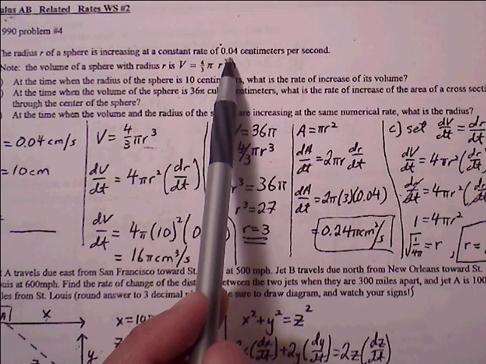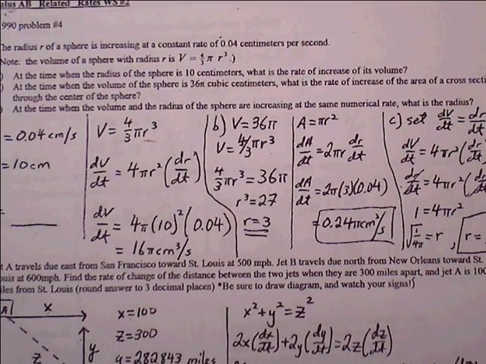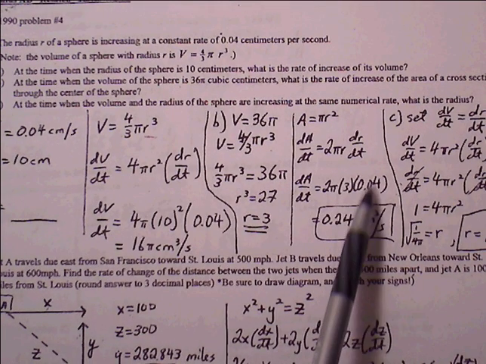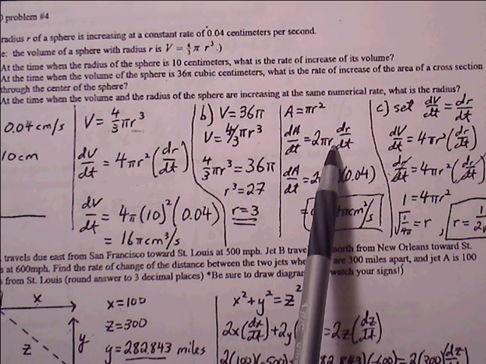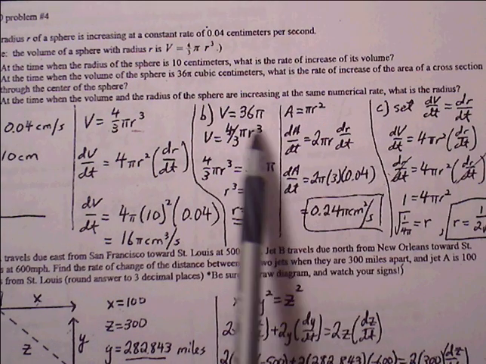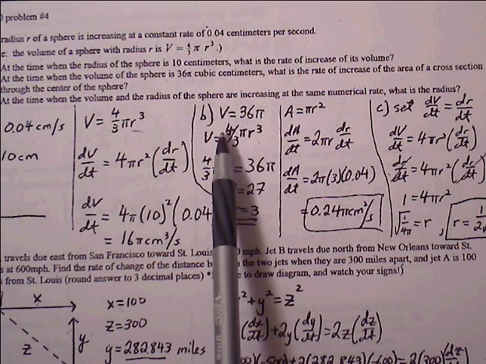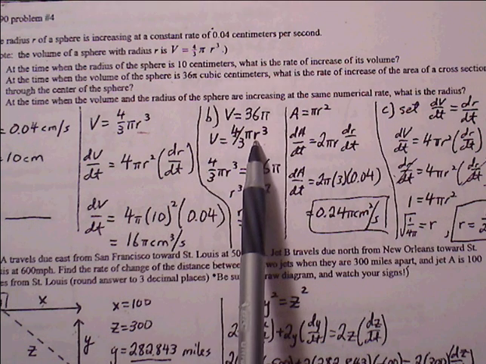It's a constant rate of 0.04 centimeters per second. So we're going to use that same information here. Okay, so 0.04 is dr/dt. The information that's missing is going to be r. We don't know what r is, but we do know what the volume is at this moment in time: 36π. So if we can use the volume equation, we can work through and solve for r.